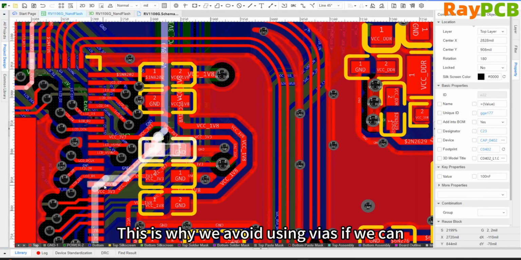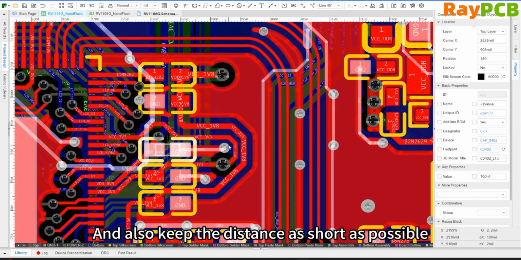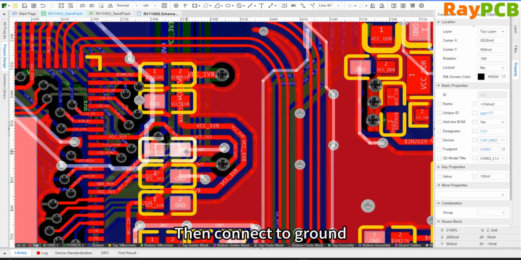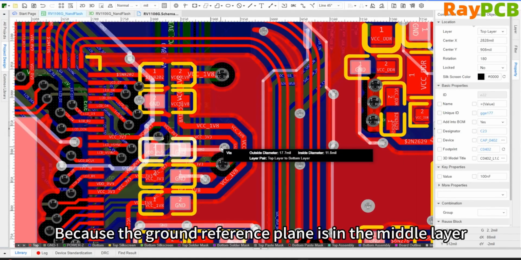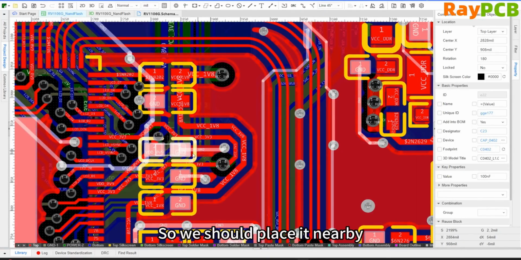So if we can avoid adding vias, we should use as few as possible and also keep the distance as short as possible. For example, on the positive side, you basically don't need to add a via, you can connect it directly. Then, for connecting to ground, since the ground reference plane is in the inner layer, adding a via is necessary, so you should place it as close as possible.